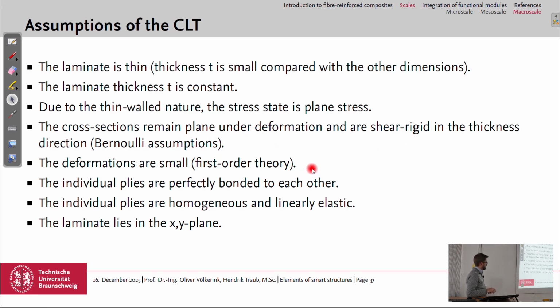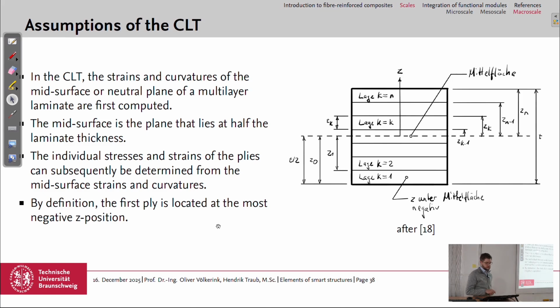Deformations are small. Strain compatibility, the individual plies are perfectly bonded to each other, and the plies are homogeneous and linearly elastic, so we don't assume any plasticity or nonlinear effects, and also no damage at this point. And we assume that the laminate lies in the XY plane. This is the coordinate system.